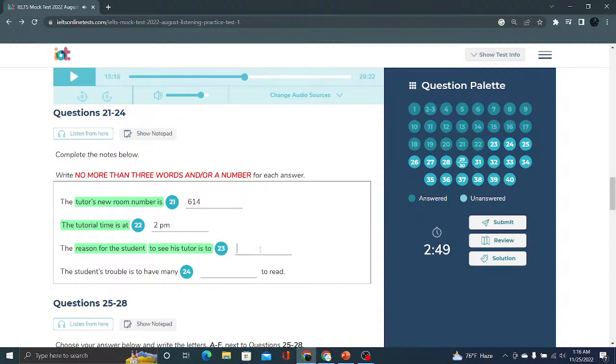Okay, he was saying that I hope to extend my thesis deadline. So the reason would be to extend the thesis deadline. The answer would be extend, thesis, deadline.